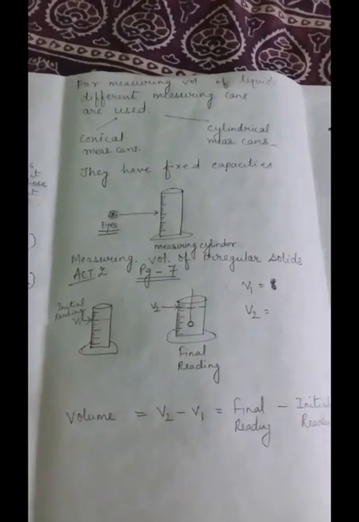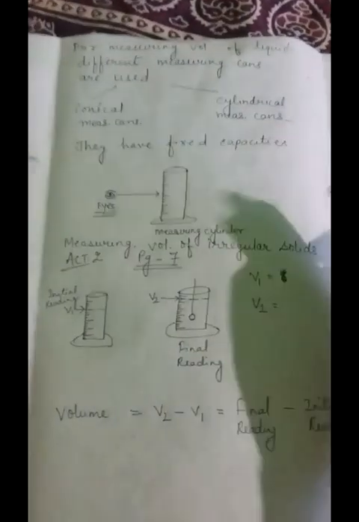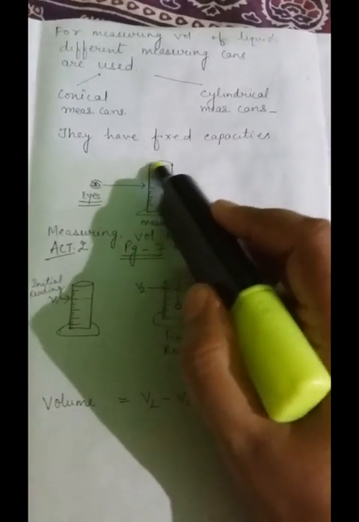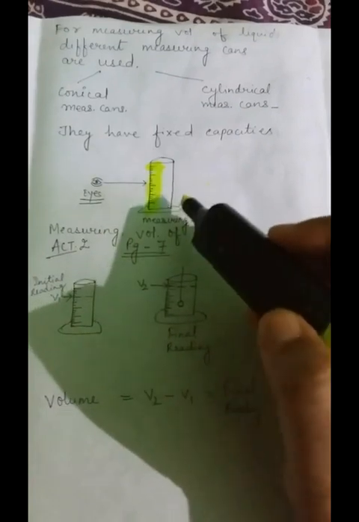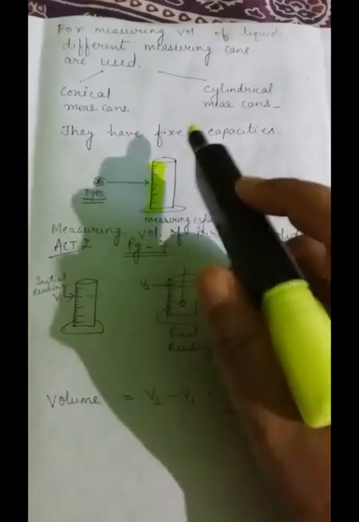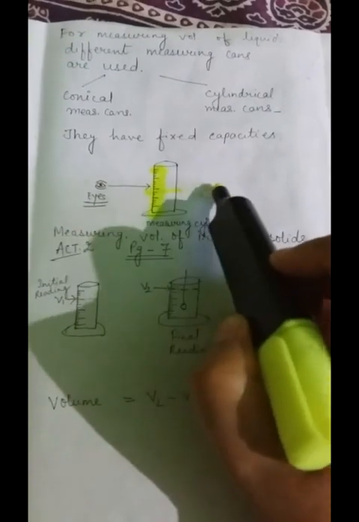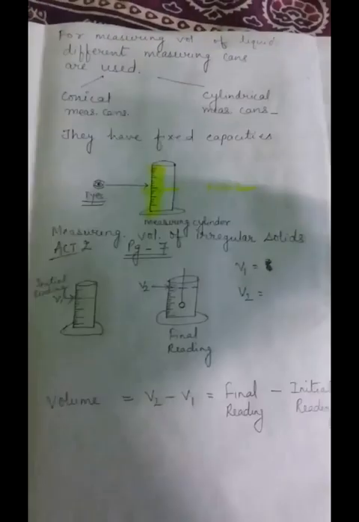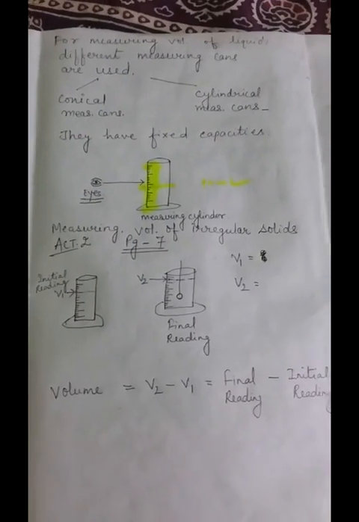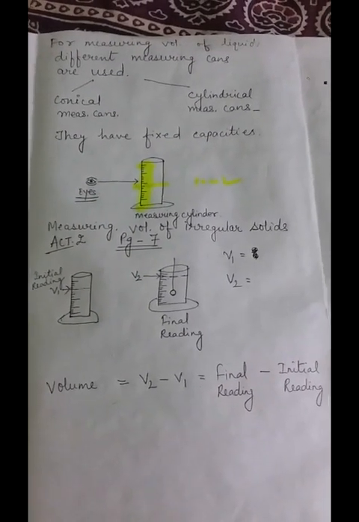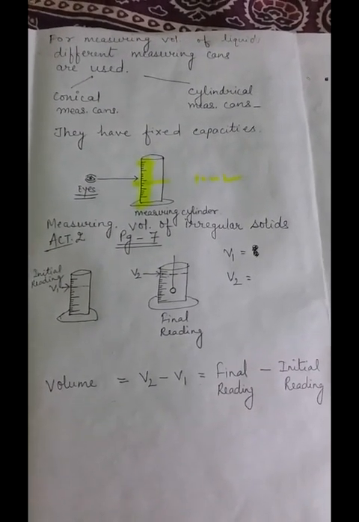They have these types of graduations or markings on their walls on which the readings are written. Suppose you take fluid till this level, and if it is written over here 10, so it is 10 ml. So graduations or markings are made on the measuring can, which is very helpful.